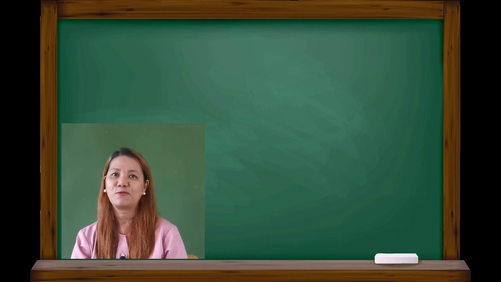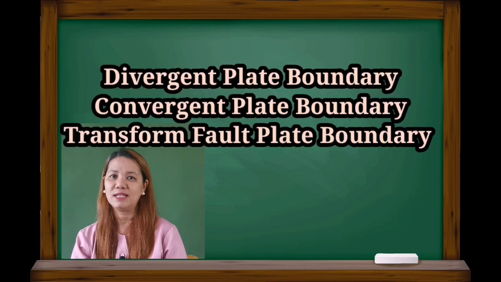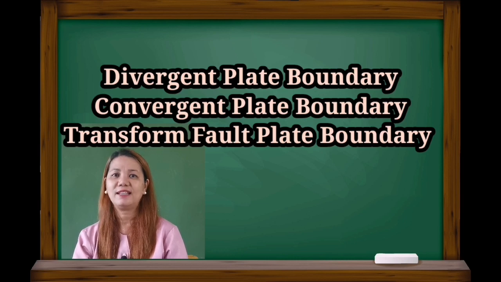There are 3 types of plate boundaries, and these are the divergent plate boundary, the convergent plate boundary, and the transform fault plate boundary.